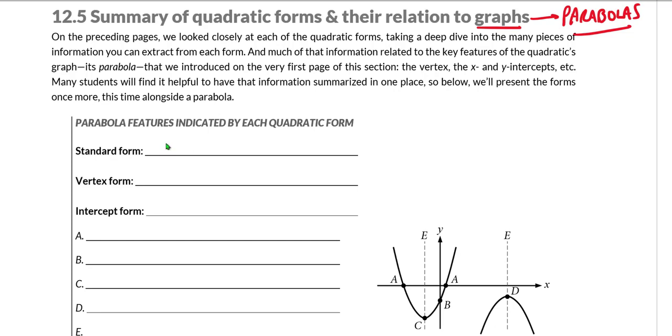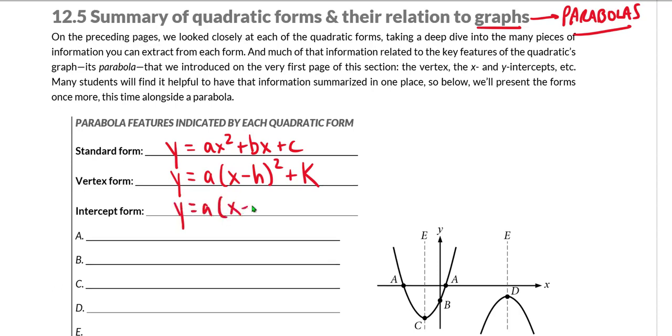So once again, standard form, I'm going to write y here, although remember y could be written as f of x. That would be perfectly fine. y equals x squared plus bx plus c is standard form. Vertex form, we are going to do y equals a(x minus h) squared plus k. And for intercept form, we are going to do y equals a times (x minus p) and (x minus q). So those are the three forms.